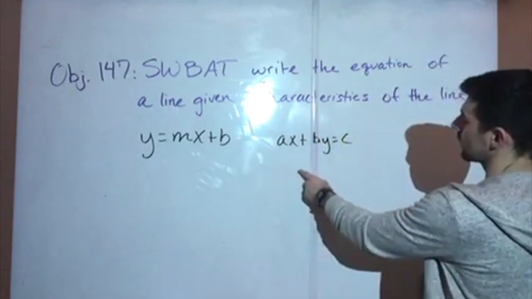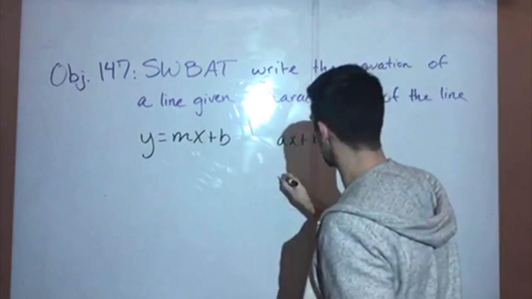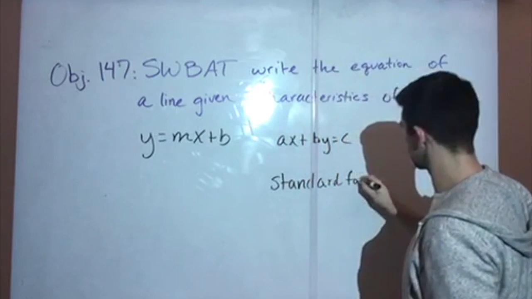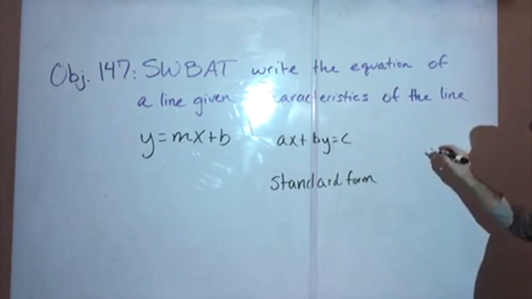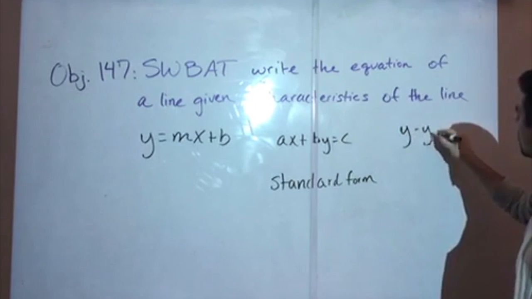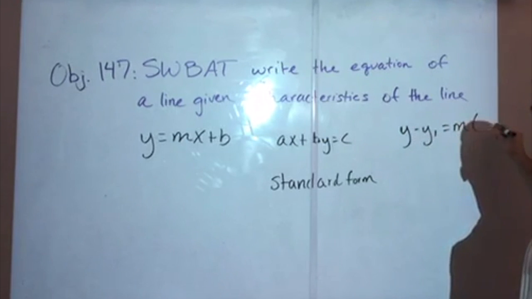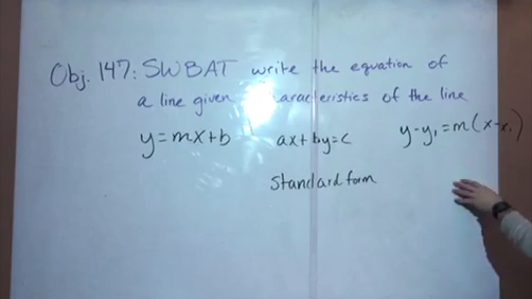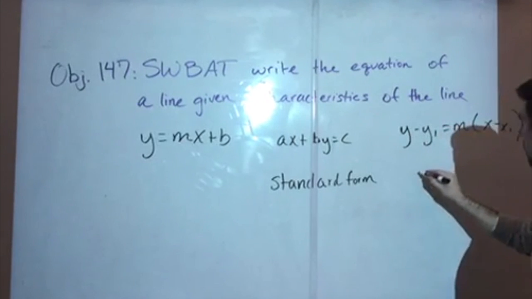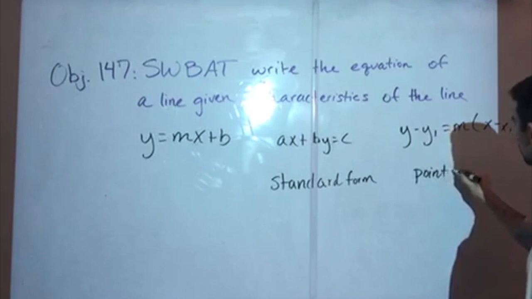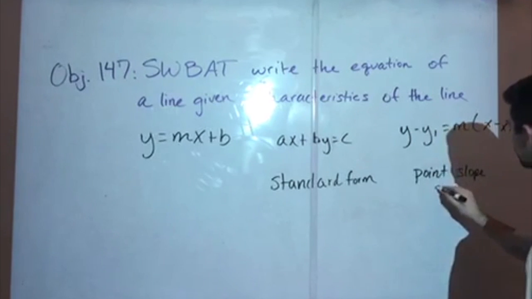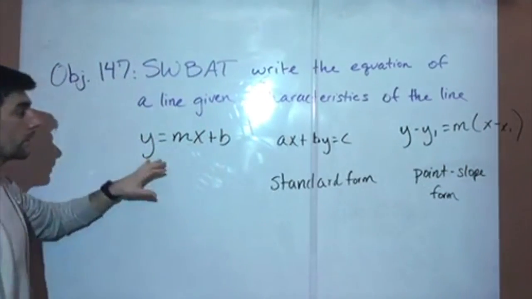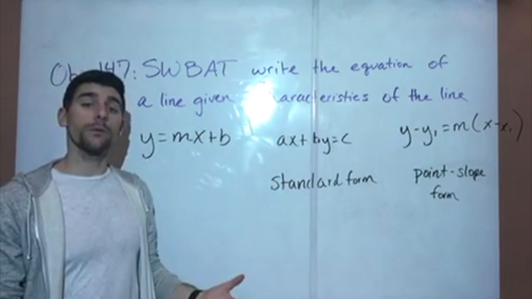That says ax + by = c. That's called standard form. And there's another one where you subtract your y values, and that's the same as multiplying the slope times the change in the x value. And this is called point-slope form. Now, our focus for right now in this video is this. We'll get to these actually pretty soon.